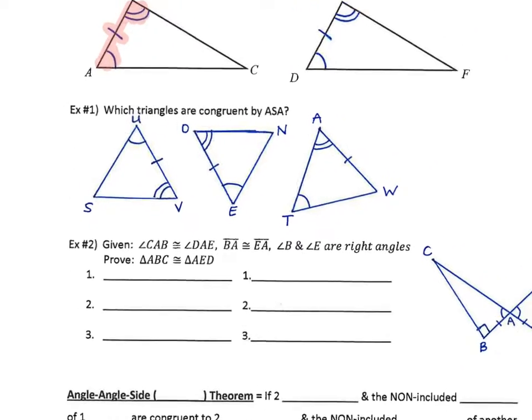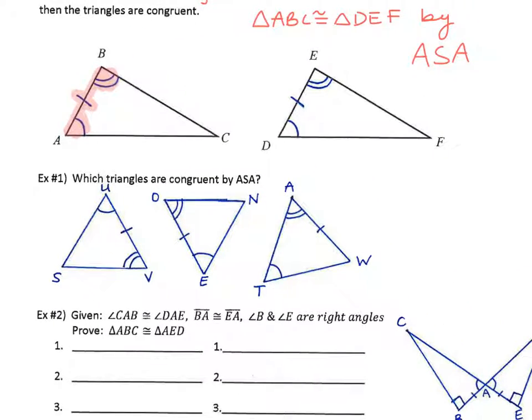So look at this picture. Example 1. Which triangles would be congruent by ASA? 1, 2, 3. Which triangles? 1 and 2 are the ones that are congruent. Why not number 3? Oh, because it's not included, right? The included side would be this one, and they didn't give us that one. So we know it's not that triangle.